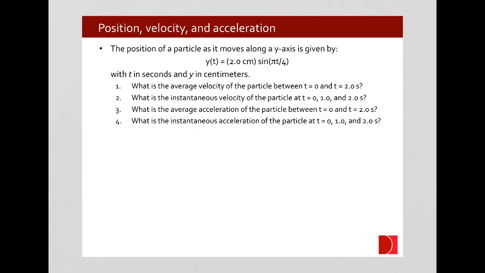We wish to now find the instantaneous velocity at several points in time. The instantaneous velocity, or just the velocity, is found by taking the time derivative of the position. This is the velocity. You can also write it as the velocity in the y direction if you so choose. To take the derivative of our position function, the 2 centimeters is a constant. That's out front, so that won't change. When we take the derivative of sine, we get cosine. Whatever was inside of the cosine stays there.